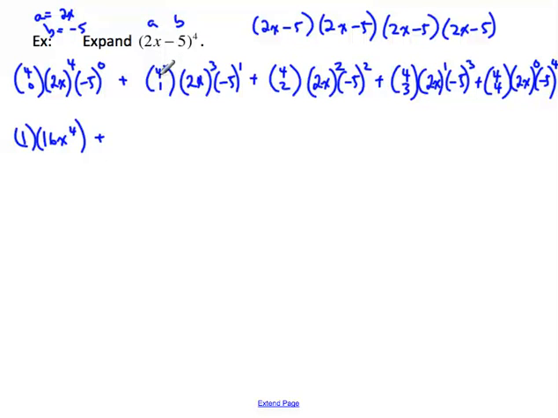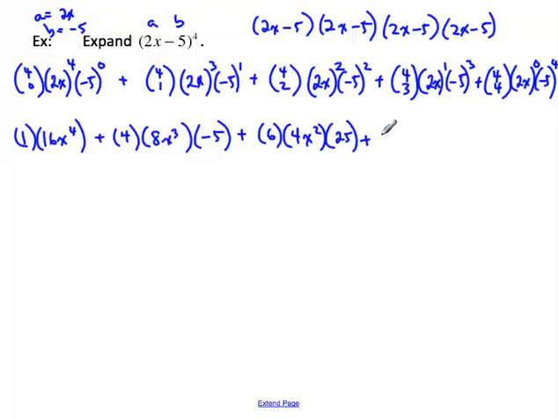How many ways can you choose one thing out of 4? Just 1. Sorry, 4. Excuse me, you can choose them 4 different ways. 2x to the power of 3 is 8x cubed, and negative 5 to the power of 1 is negative 5. How many ways can you choose 2 things out of 4? Either with your calculator or with Pascal's triangle, you can work out that that's 6. This becomes 4x squared, and negative 5 squared is positive 25. 4 choose 3 is 4. 2x to the power of 1 is just 2x, and negative 5 to the power of 3 is negative 125.